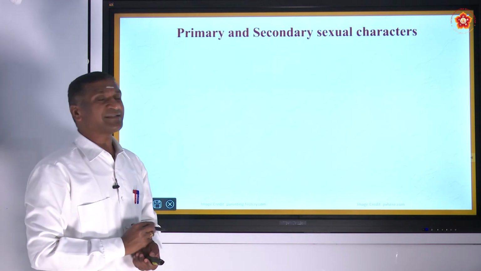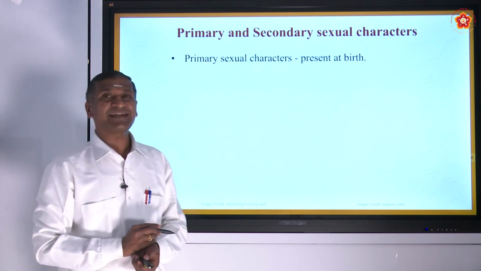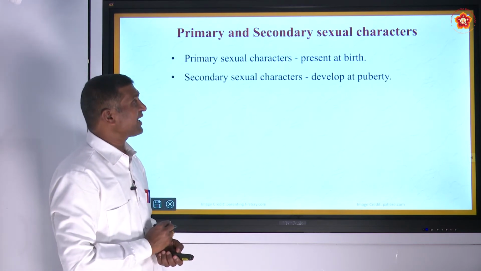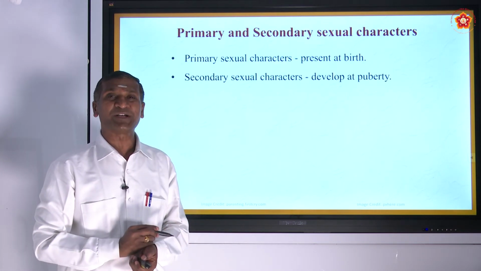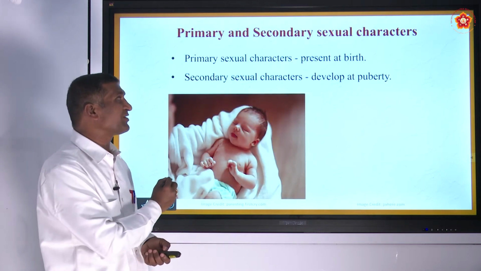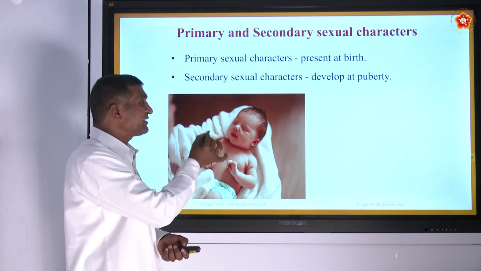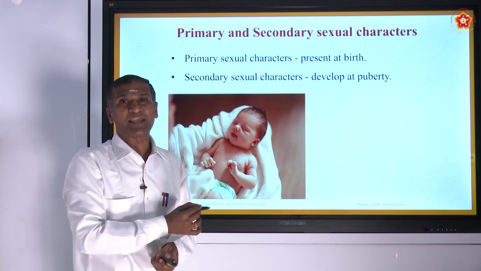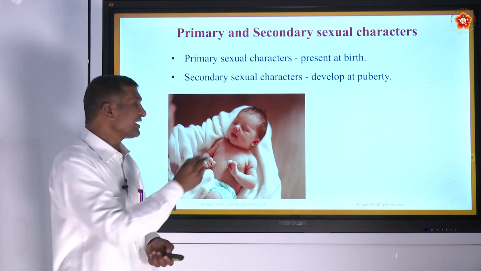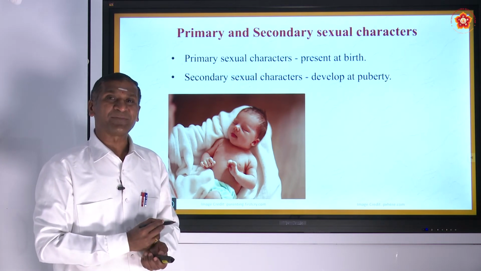The primary and secondary sexual characters. The primary sexual characters are present at birth. The secondary sexual characters develop at puberty. Then what are the primary sexual characters? If you observe the picture of a baby born, from the time of birth of the baby, the primary sexual characters are observed.